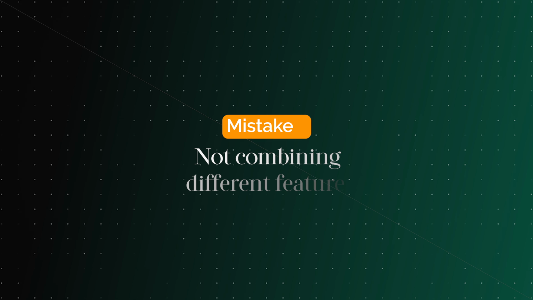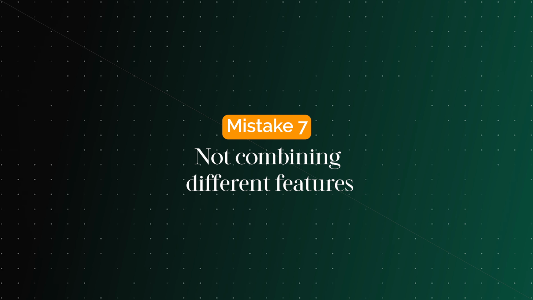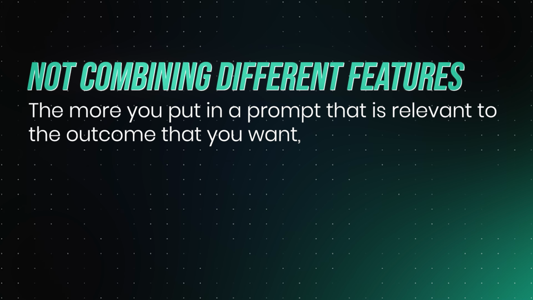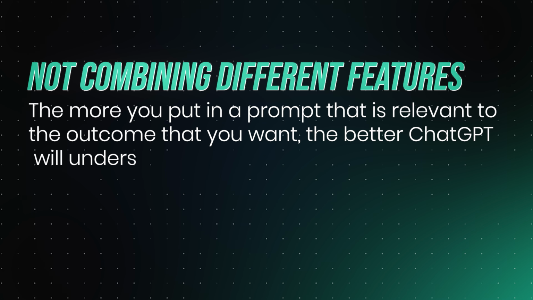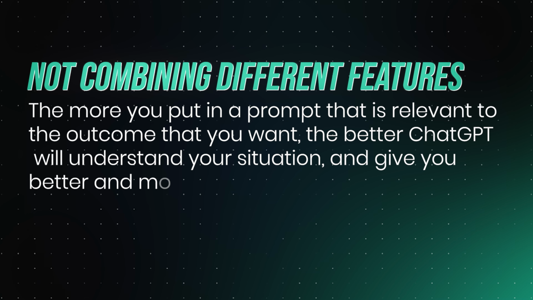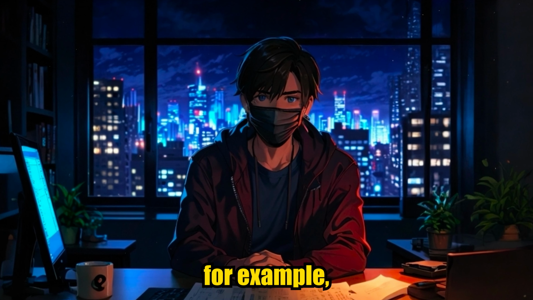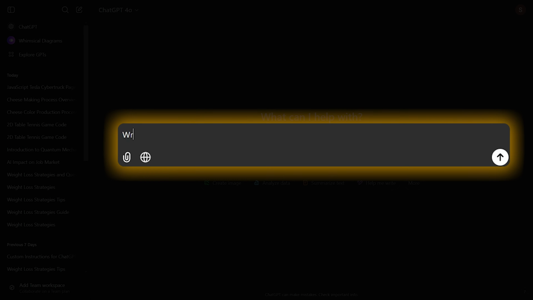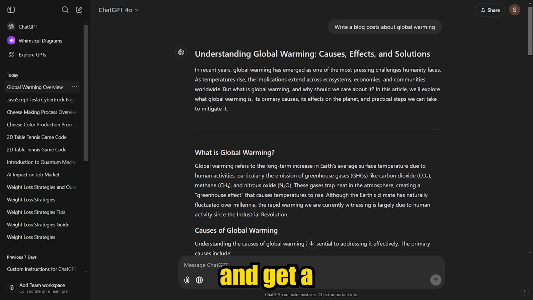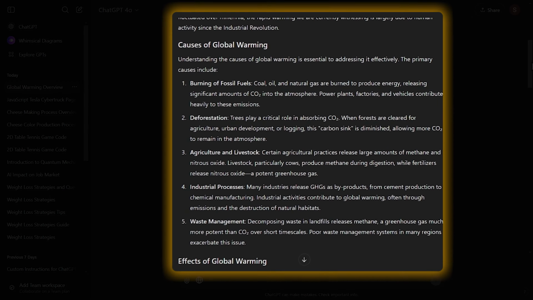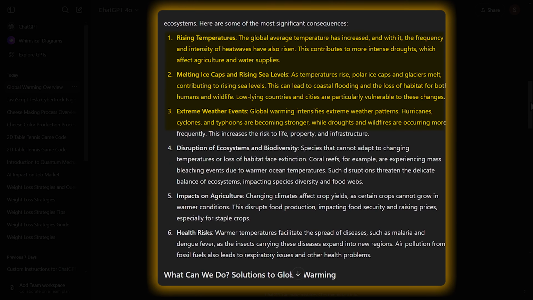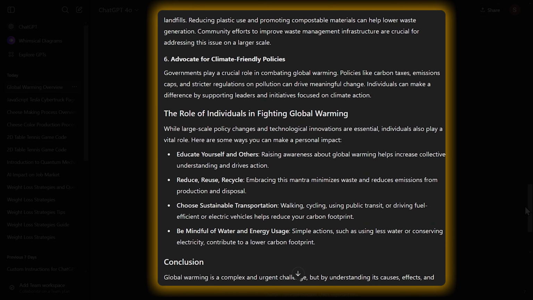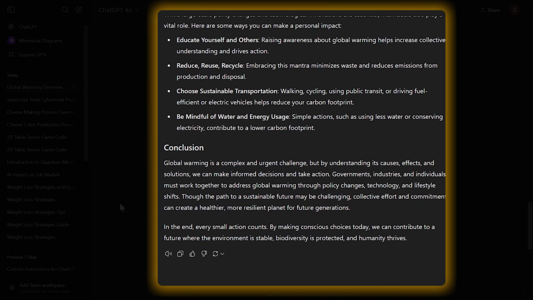The seventh and final mistake people constantly make is not combining different features. The more you put in a prompt that is relevant to the outcome that you want, the better ChatGPT will understand your situation and give you better and more accurate results. Let's say, for example, I want to write a blog post about global warming. I can just type, "write a blog post about global warming," and get a response like this. It basically just outlined some information, mainly in the form of lists, and didn't really go in depth on the topic. While it's not bad, it isn't exactly what we are looking for.